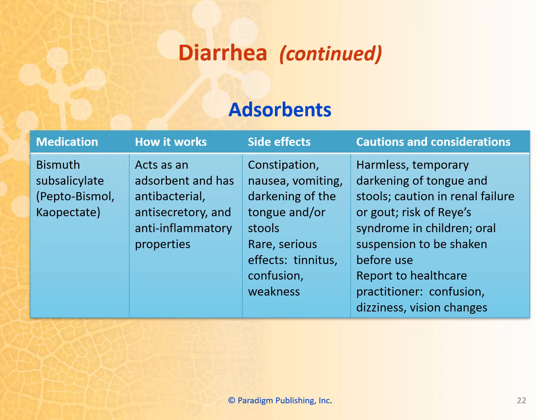They do come with some side effects such as constipation, nausea, vomiting, darkening of the tongue and or stool. Rare serious effects include tinnitus, confusion, and weakness. Pepto-Bismol is definitely not one that you want to take long term. It's just used to treat occasional upset stomach or diarrhea.